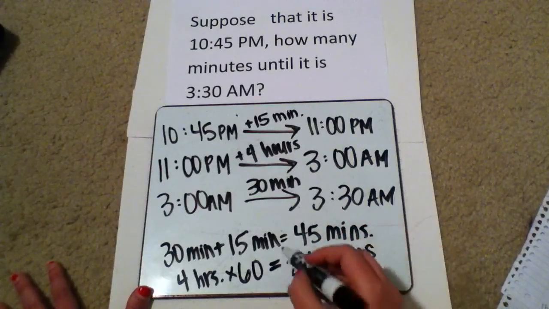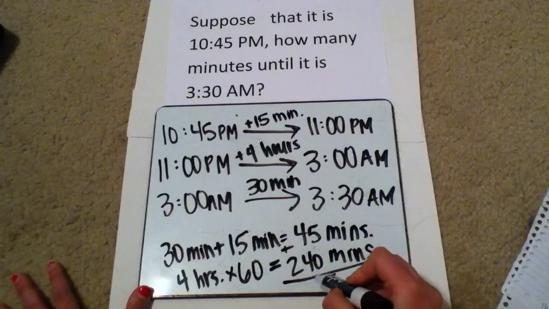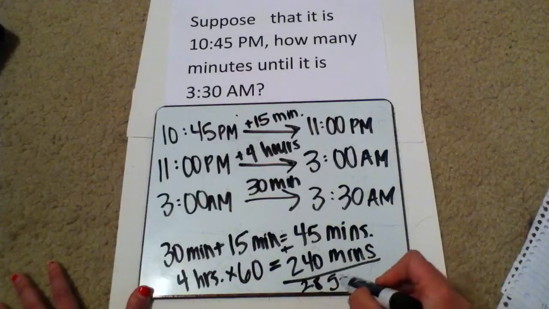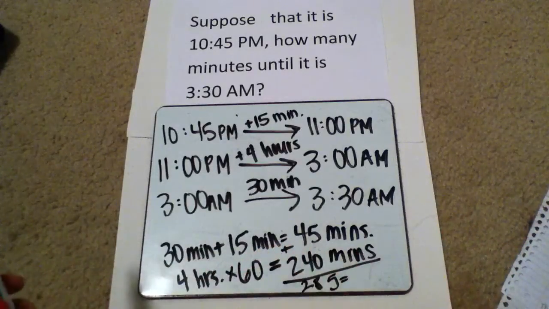Now we can add these two together to get 285. So 285 minutes have passed from 10:45 p.m. to 3:30 a.m.